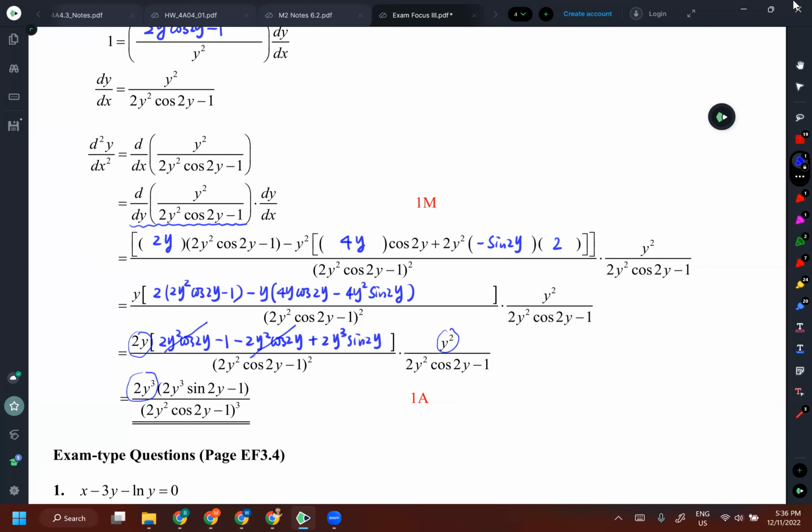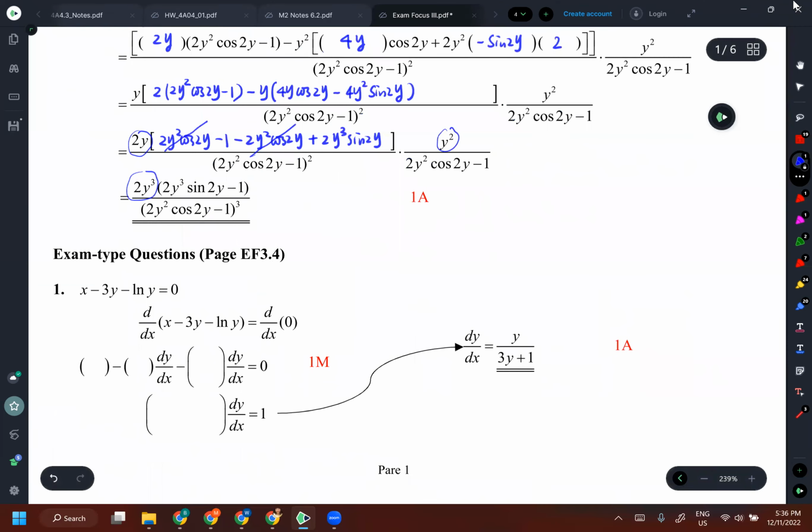Let me say it again. In this step, if you didn't choose to do d/dy times dy/dx, the steps are completely different. Next one.